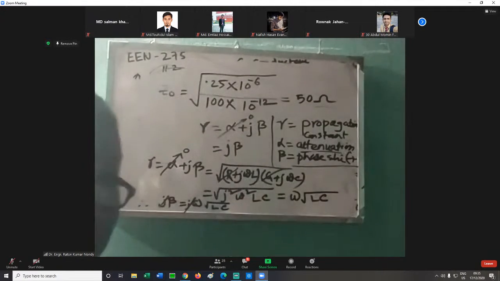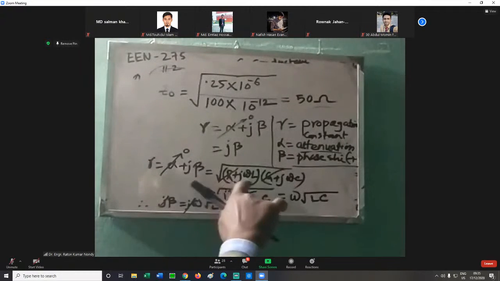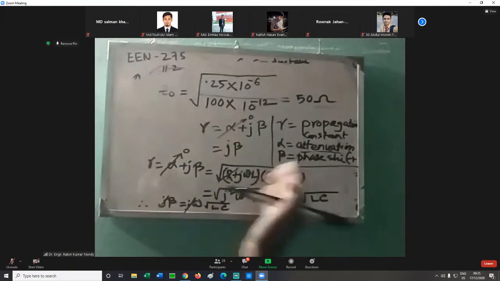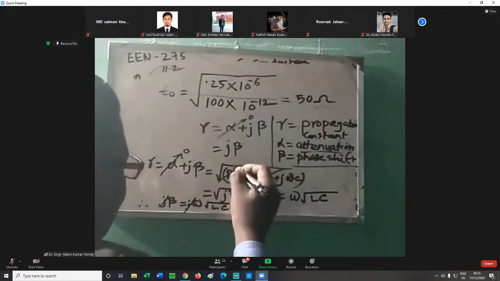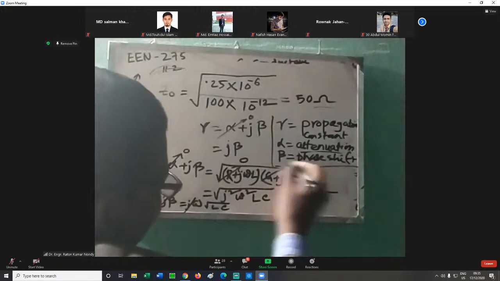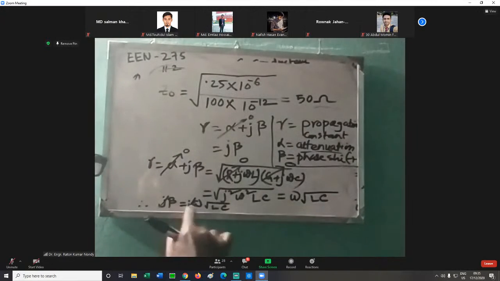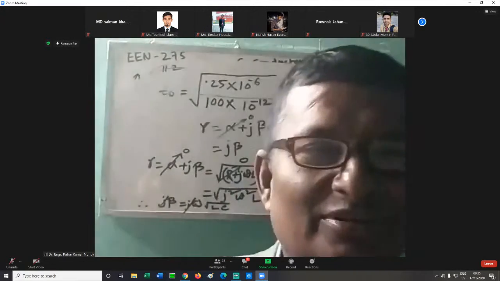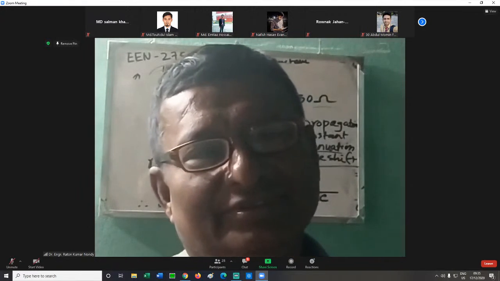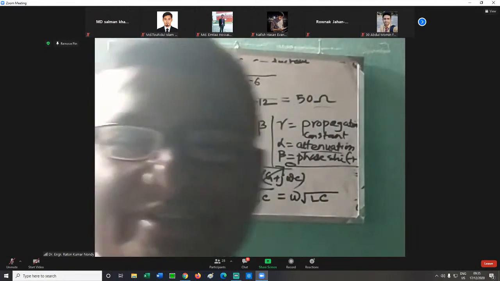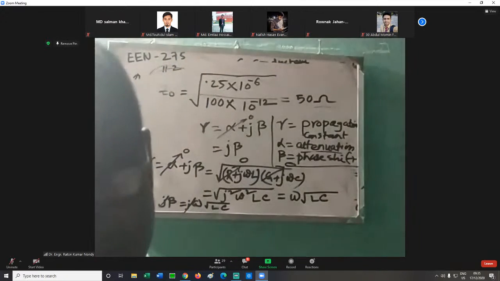And R plus j omega L over G plus j omega C, just before I had written for Z0. It is defined in that way. For this lossless line, R is 0, G is 0. So we get beta equal to what formula? Omega root LC. Understand? So what is the equation of phase shift? Beta equal to omega root LC.